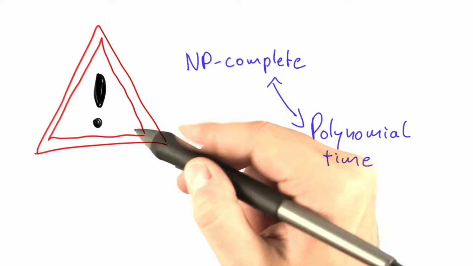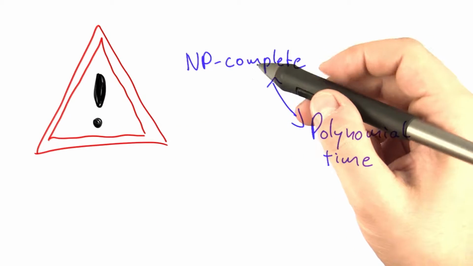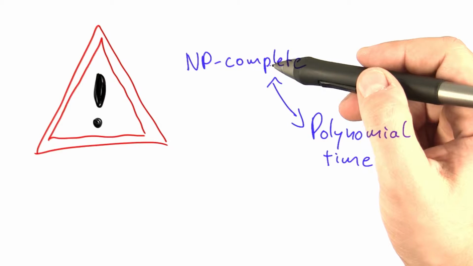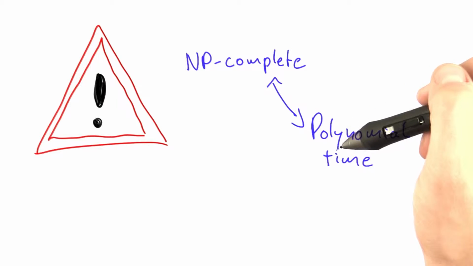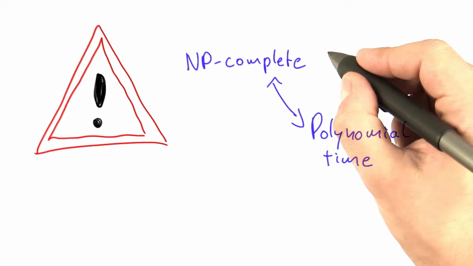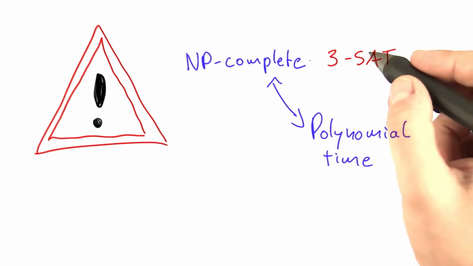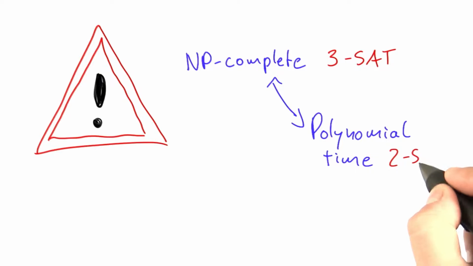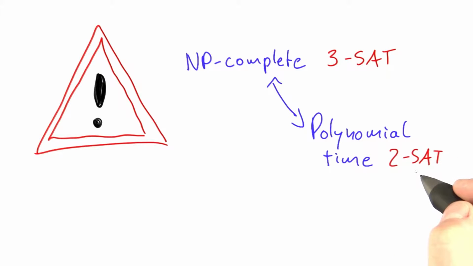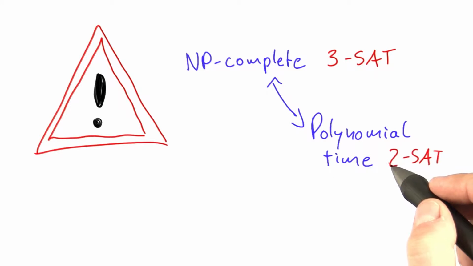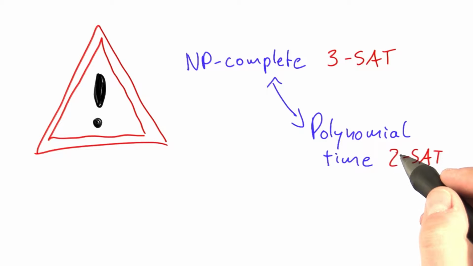Now, before the end of this unit, 2 words of caution. The first one is that the border between NP completeness and polynomial time can sometimes be very thin. I already mentioned to you that, for example, 3-SAT, where you just have 3 variables in each clause, is NP complete, but 2-SAT, where you just have 2 variables, is solvable in polynomial time. And there are many other cases like that.